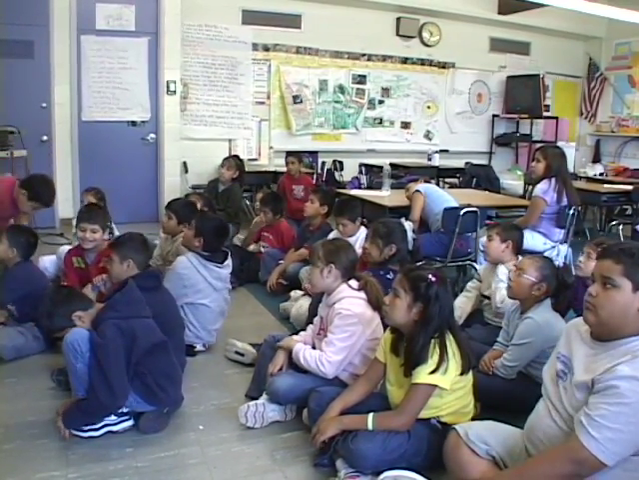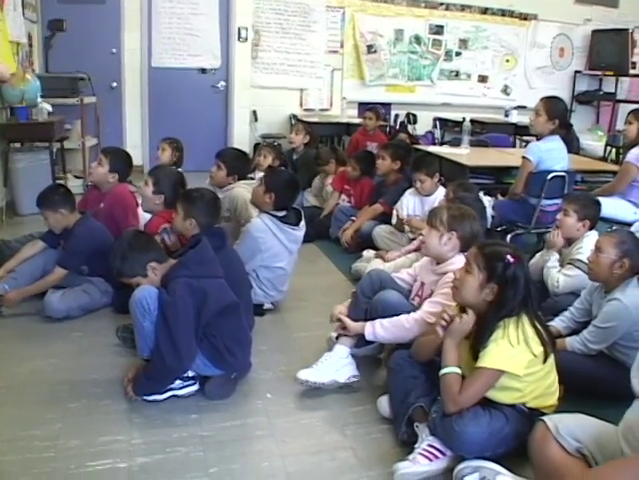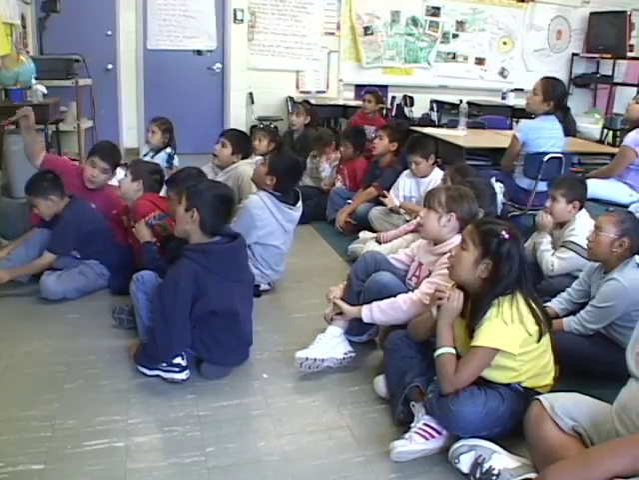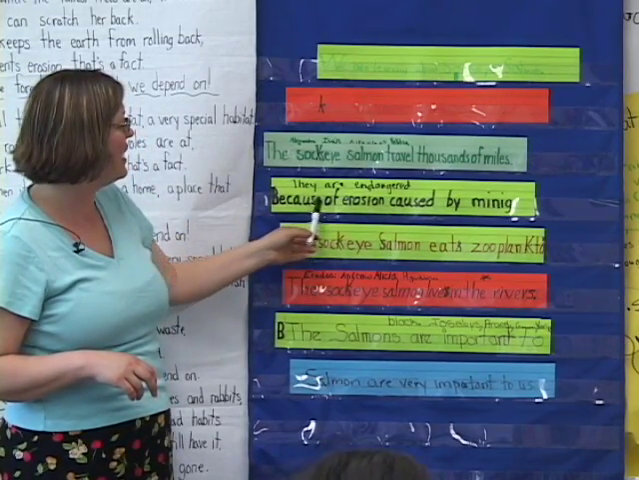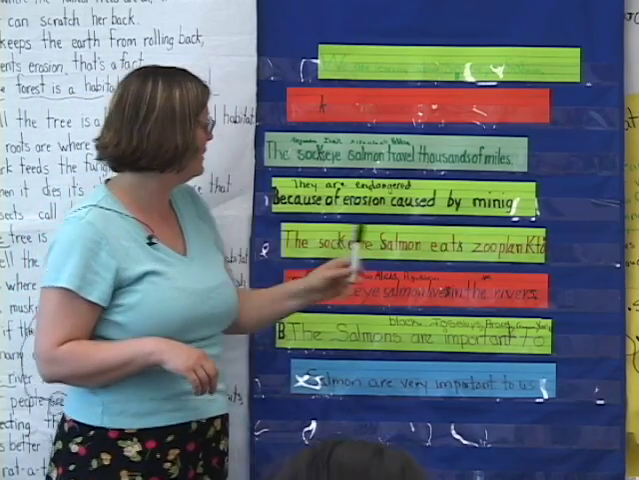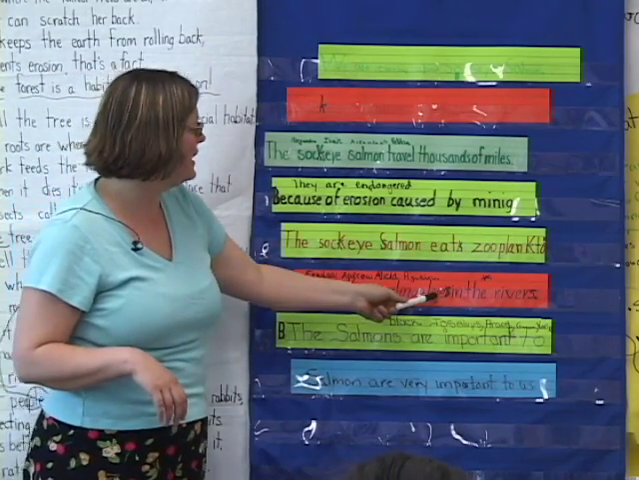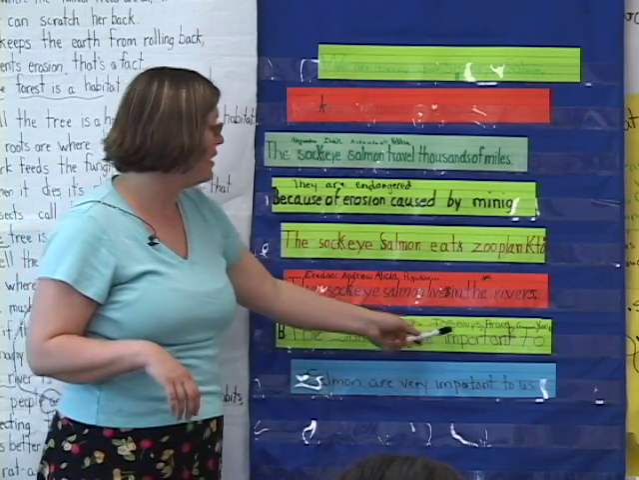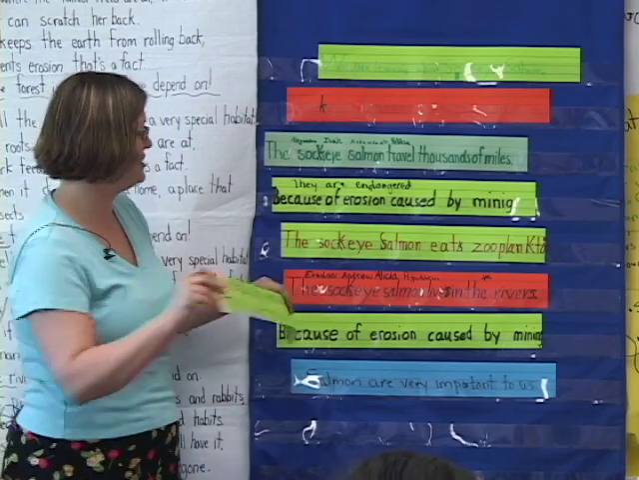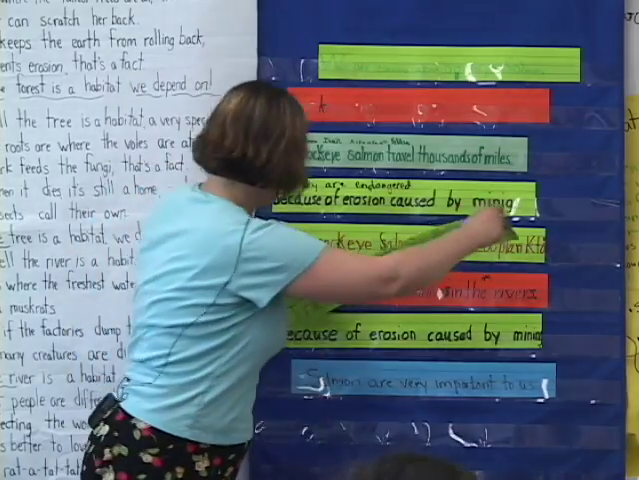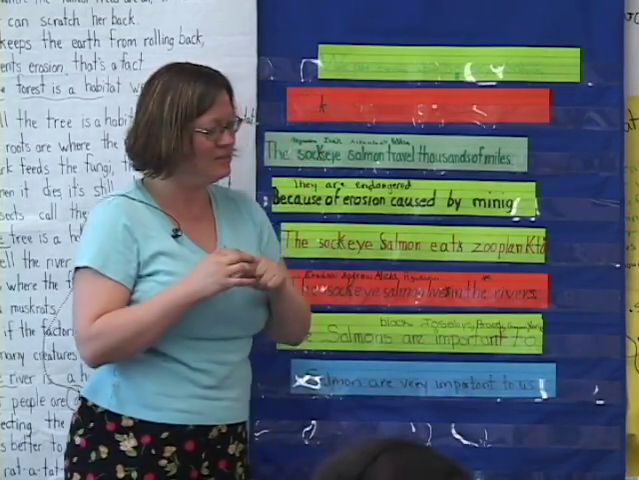Okay, so let's read together. Ready? We are learning about sockeye salmon. Sockeye salmon are bony fish. The sockeye salmon travels thousands of miles. They are endangered because of erosion caused by mining. The sockeye salmon eats zooplankton. The sockeye salmon live in the rivers. The salmon are important to, let's see, the forest because it gives nutrients to the ocean and rivers. And salmon are very important to us. Good job, you guys.